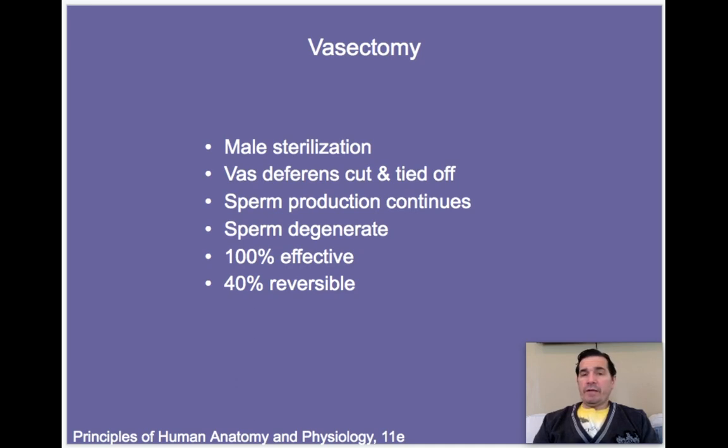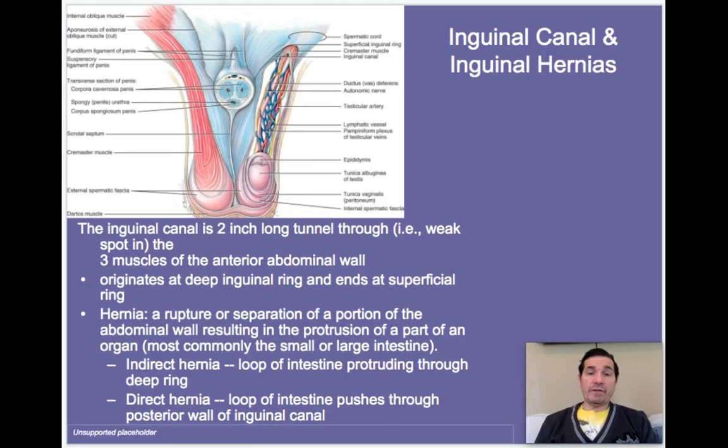In reality, it doesn't cause any effects hormonally, and it's 100% effective. Years ago, there were some cases where the tube grew back, which is one of the reasons they cut it and tie it off today. But it's 40% reversible, so it can be reversed in 40% of the cases. So it's not permanent, but it's a decision to make. We also have inguinal hernias.